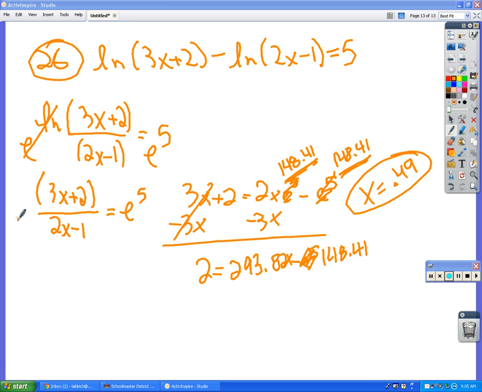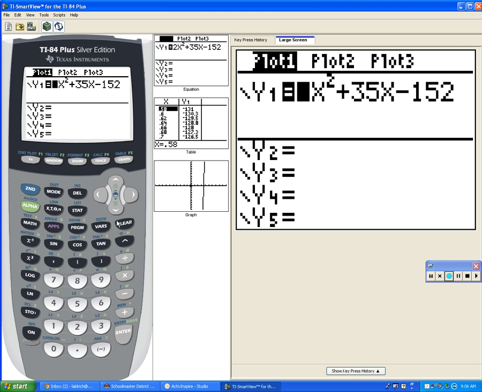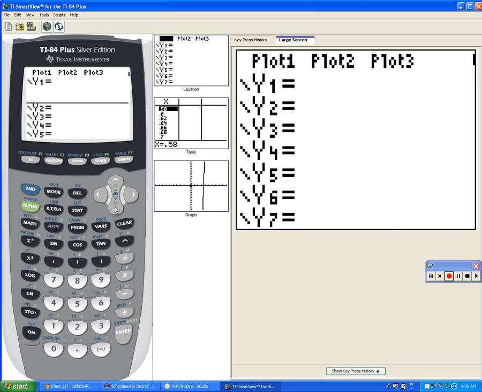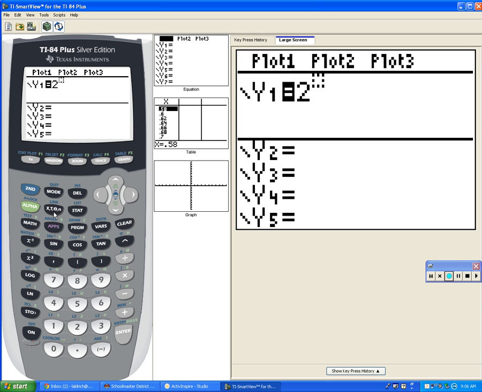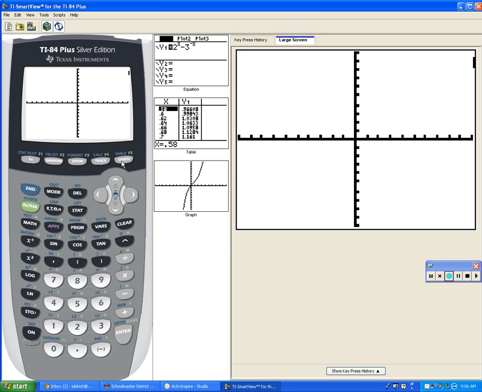Okay, number 27, we are just going to graph that. So you might start by multiplying both sides by 2. And then on your calculator, we're going to find out where 2 to the x minus 3 to the negative x equals 10. I multiplied both sides by 2, so that's why the 2 went away and the 5 became 10.